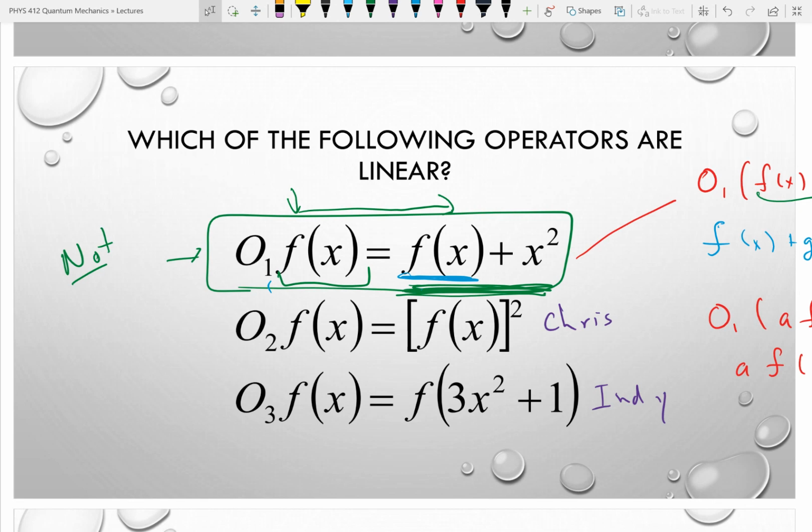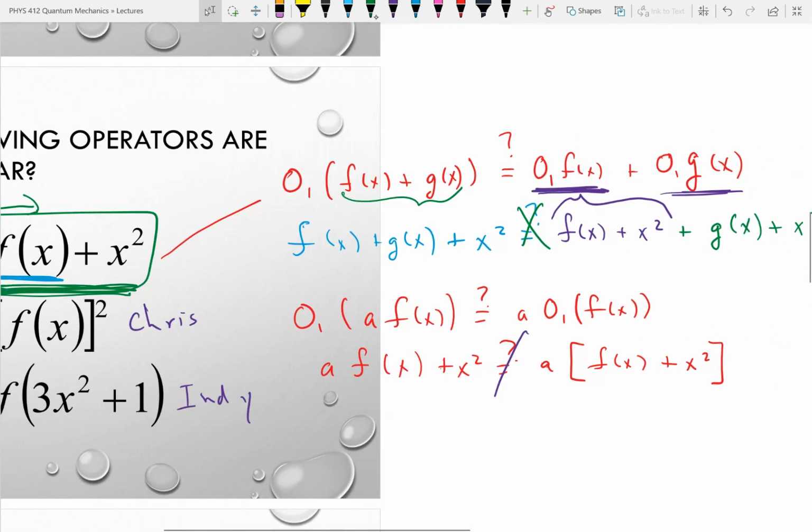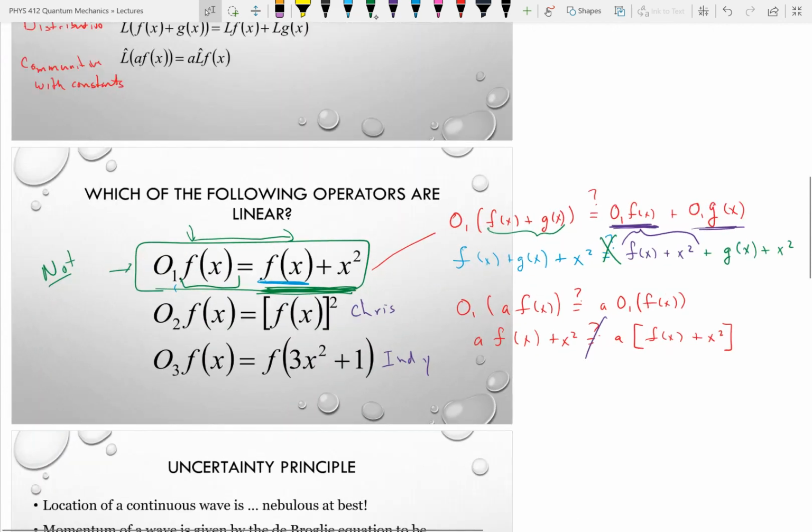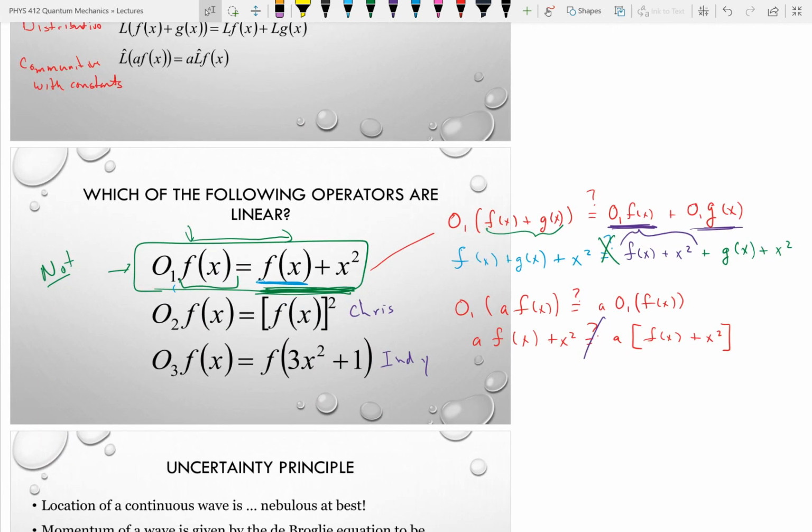Could you scroll to the right a little bit here, that way we can see everything? Right then.